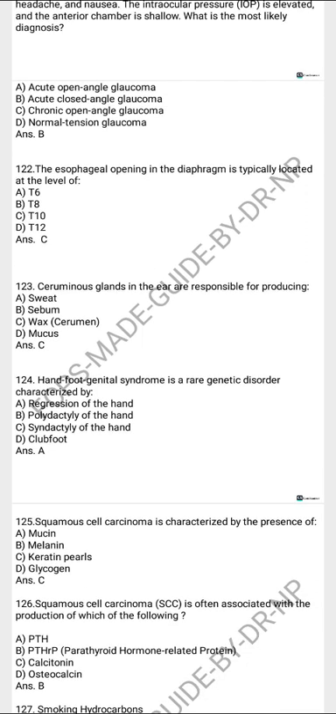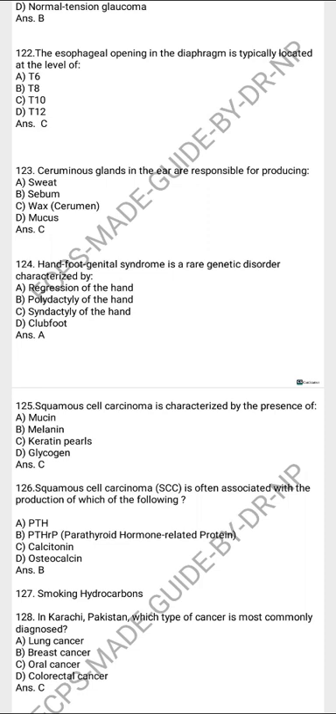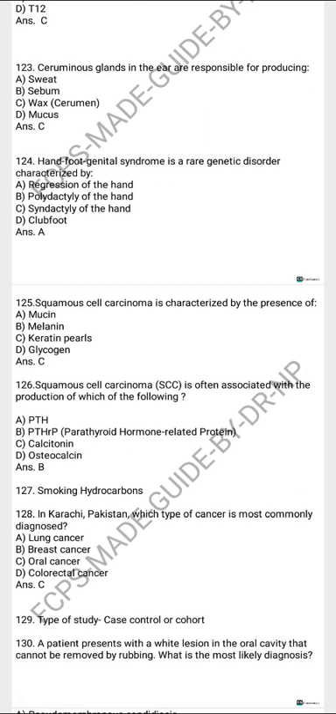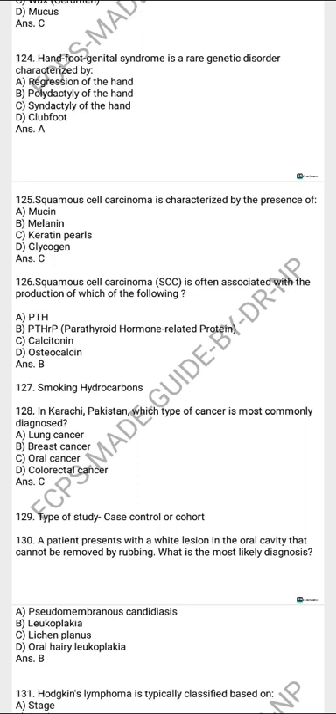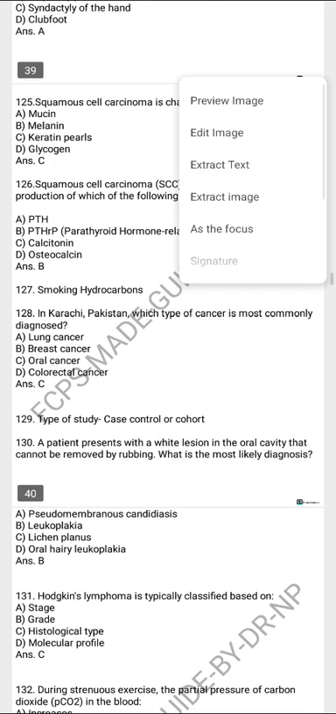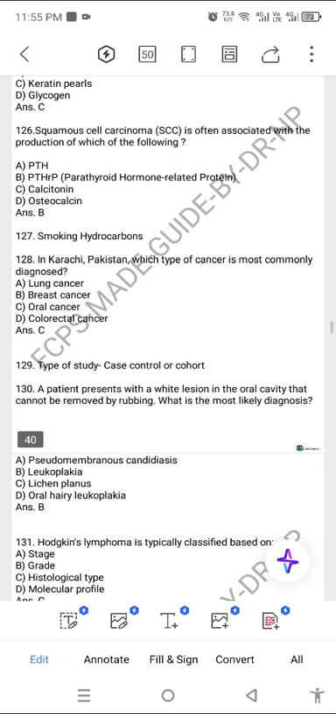The ceruminous glands in the ear are responsible for producing wax. Hand-foot-genital syndrome is a genetic disorder characterized by abnormalities of the hand. The squamous cell carcinoma is characterized by the presence of keratin pearls. Squamous cell carcinoma is often associated with the production of the following: that's PTH.